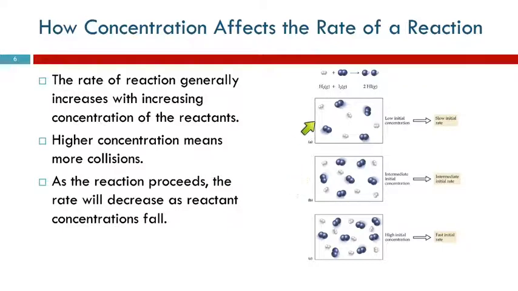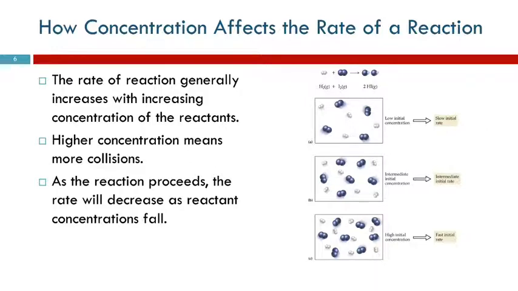So if we look at what's happening here, this is low concentration is going to have a low rate. Intermediate concentration, intermediate rate. High concentration, high rate. But what happens is, as the reaction proceeds, the rate's going to decrease. So if you think about, I don't know, maybe one of those speed dating places, right? And you've got all these people wanting to be part of a relationship. You've got a decent chance of meeting somebody there, right?